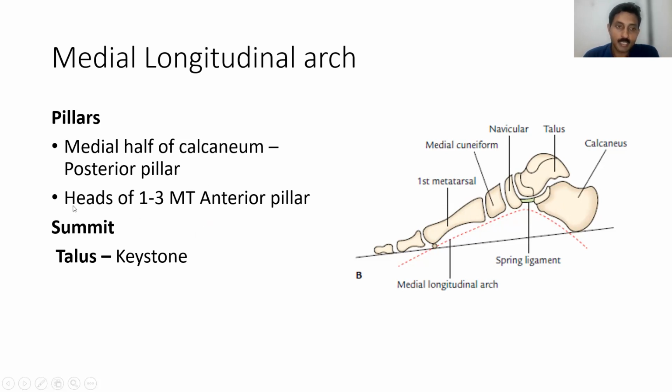The anterior pillar is formed by heads of the first, second, and third metatarsal. Why are you not seeing the other two? Because we are viewing from the side, you can see only the one bone, but actually first, second, and third metatarsal will form the anterior pillar of medial longitudinal arch.